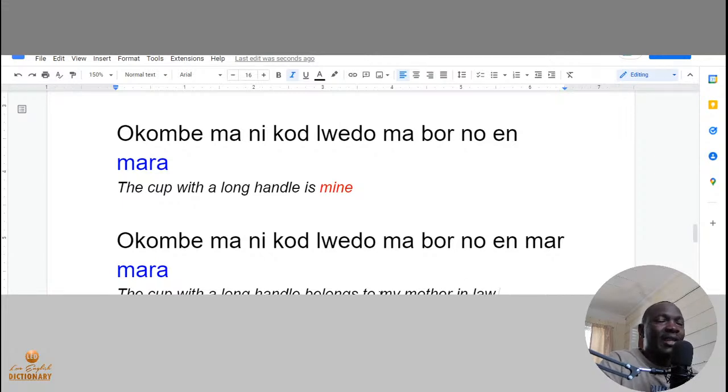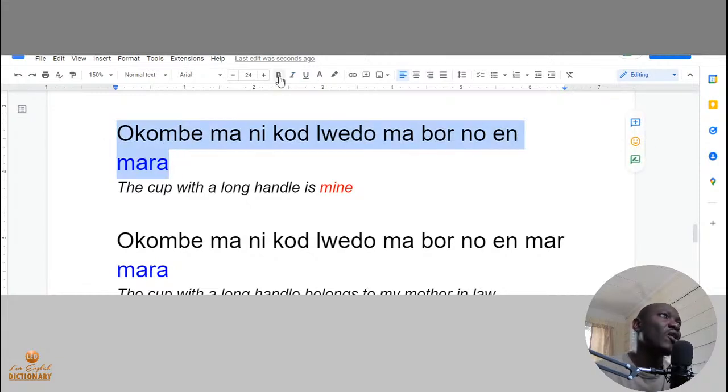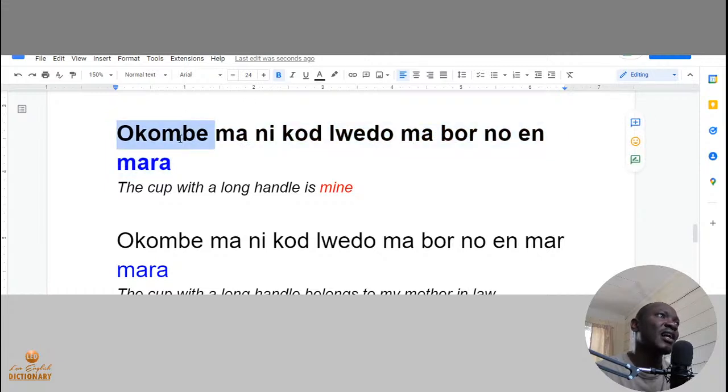Same thing. Same structure, but you just add one word and it changes the meaning. So let's start with the first one. Okombe is cup. Okombe manikod, that is the cup. Manikod luedo. So luedo is the handle, the hand of the cup. Okombe manikod luedo mabor. Mabor, bor is long. Okay? Okombe manikod luedo mabor no.